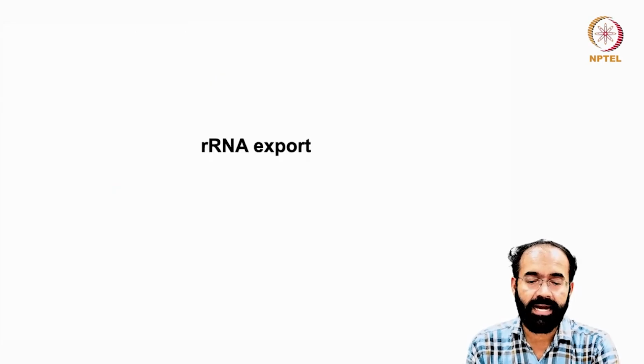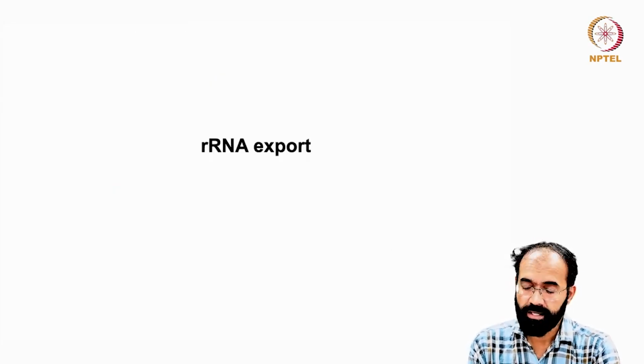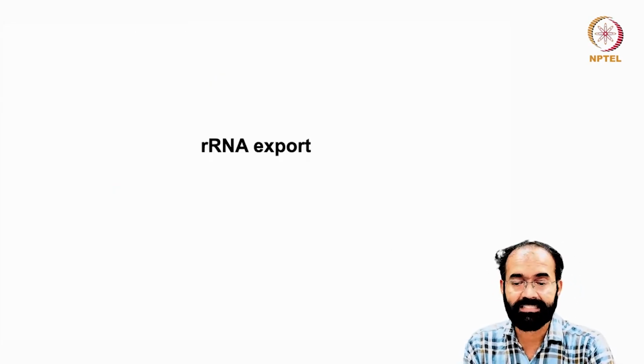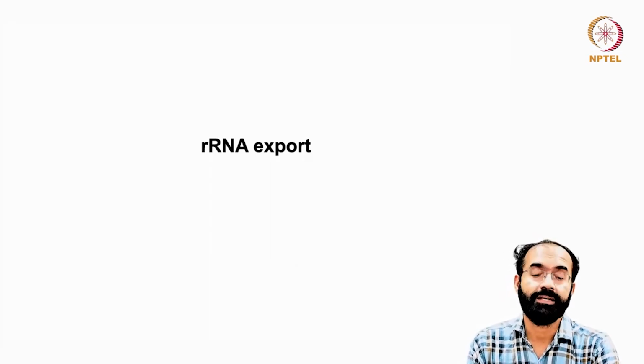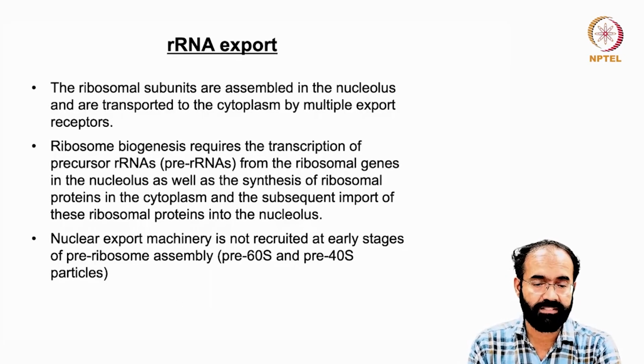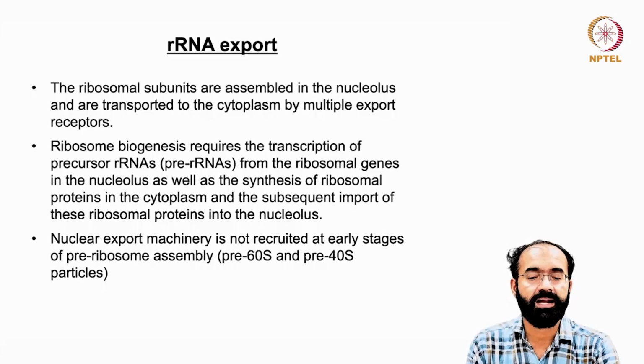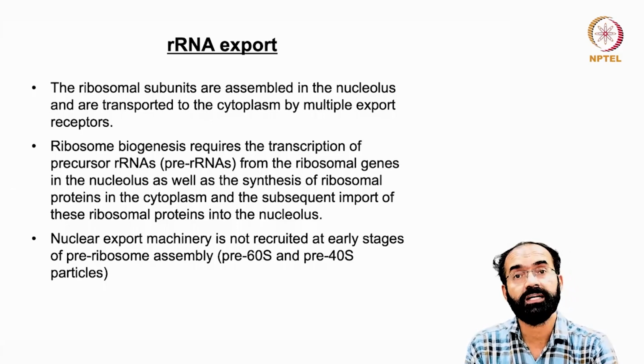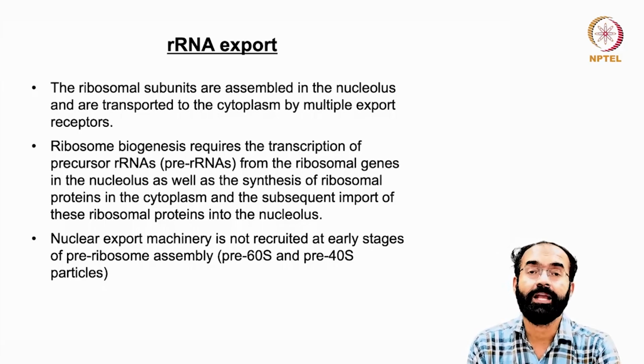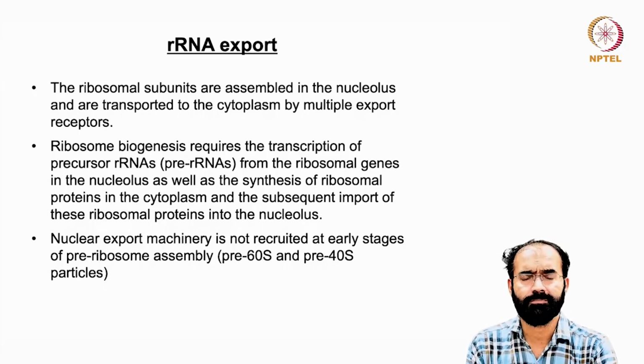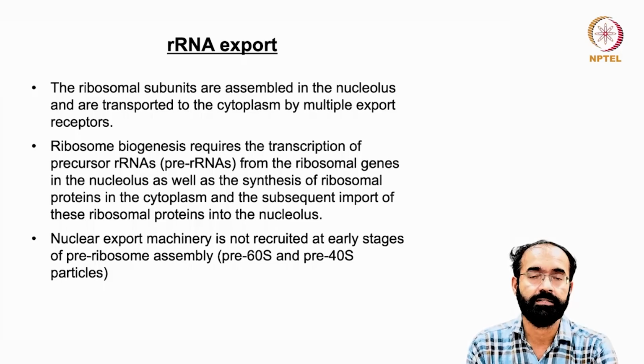Now we will see ribosomal RNA export. How is ribosomal RNA getting exported from the nucleus to the cytoplasm? The ribosomal subunits are assembled in the nucleus and are transported to the cytoplasm by multiple export receptors, because ribosomal RNA is not one species. Just like mRNA, there are plenty of different types and sizes and lengths and secondary structures.